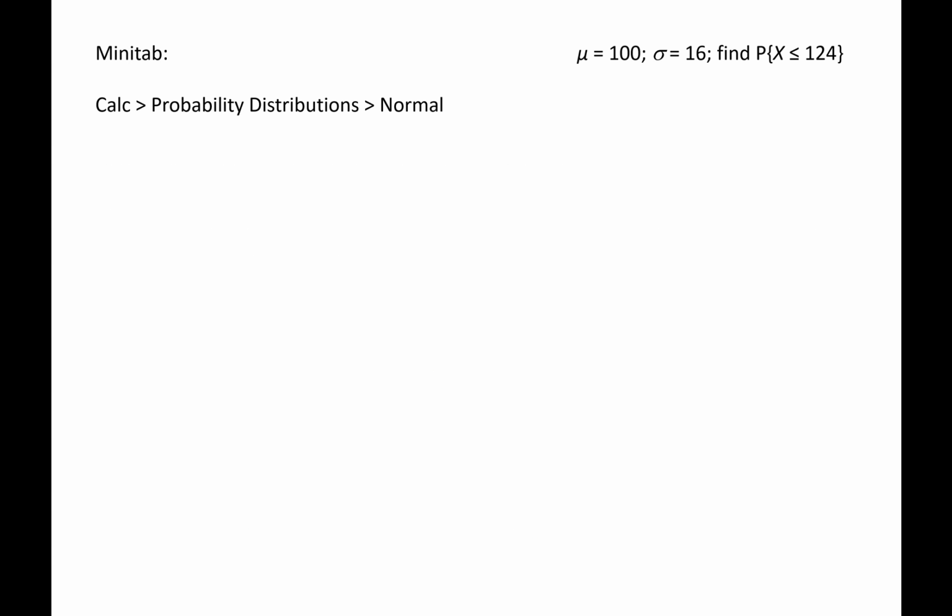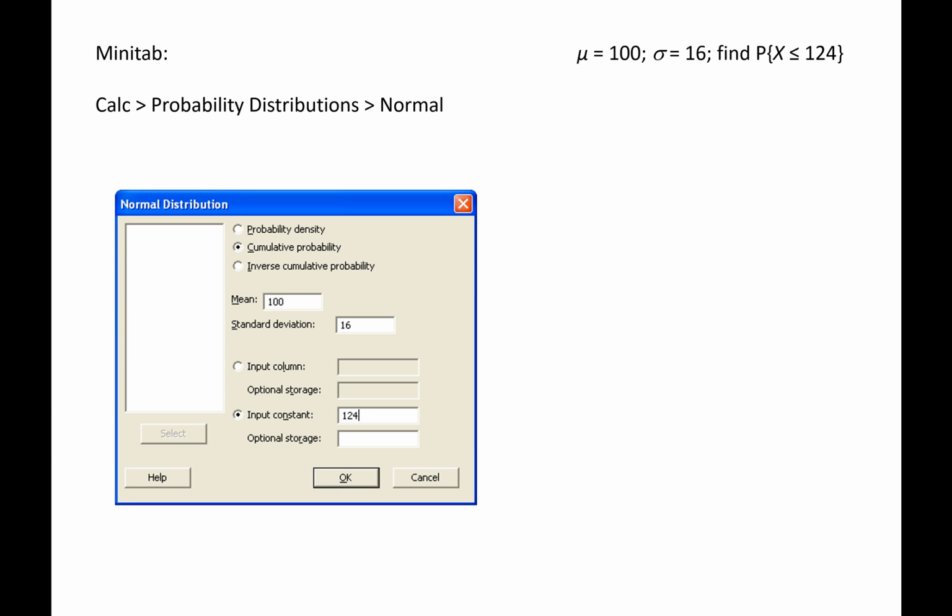In Minitab, you can go to the Calc menu, Probability Distributions, and then Normal, and you get a little window that looks like this. All we're going to do here is select cumulative probability. We just mentioned that's what we're looking for. Probability density, we're probably never going to use that in this course. That just tells us the height of the function. And when we have a continuous random variable, the height of the function does not tell us the probability, it just tells us the height of the function. So we want cumulative probability.